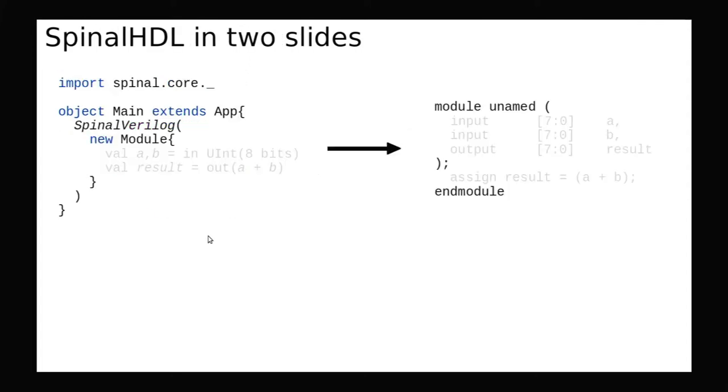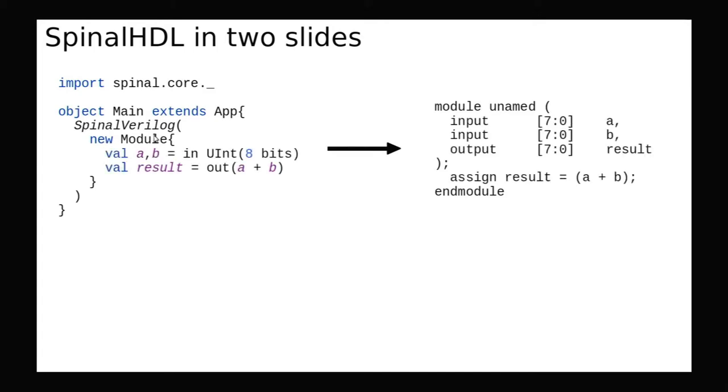And here is an example of the SpinalHDL API, where you can, for instance, import the core, SpinalCore, write a Scala main in which you invoke SpinalHDL to generate some Verilog of a given module.